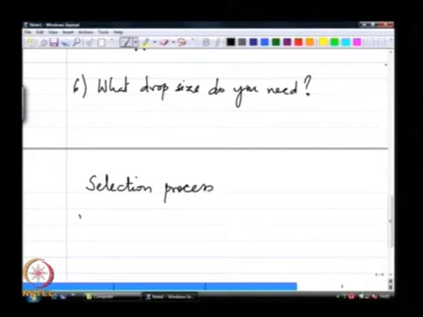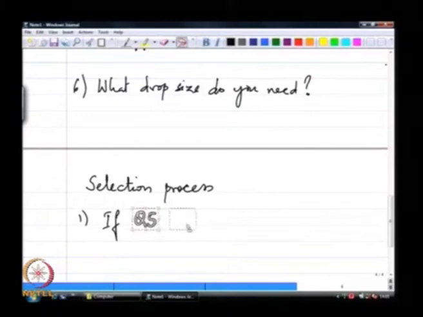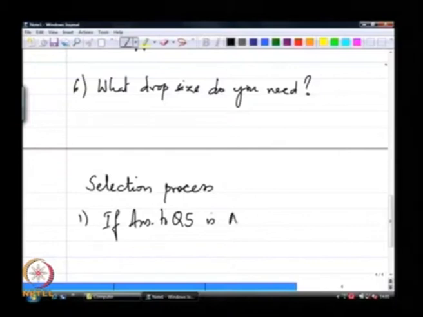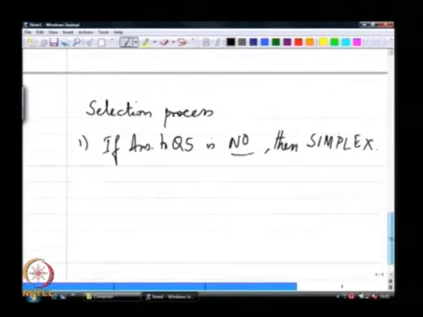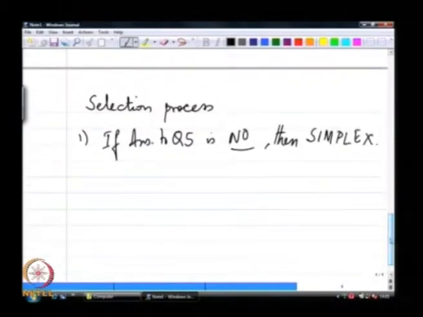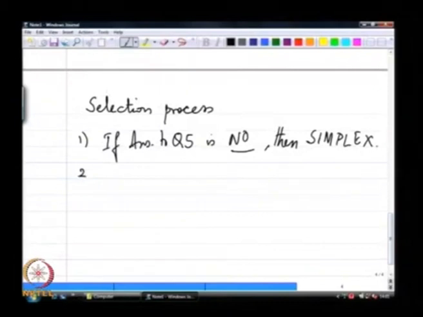In the selection process, first, then you are restricted to simplex nozzles as pretty much the only choice. Now, we will go through this one by one. Let us say we want to look at simplex nozzles. How do we choose simplex nozzles?